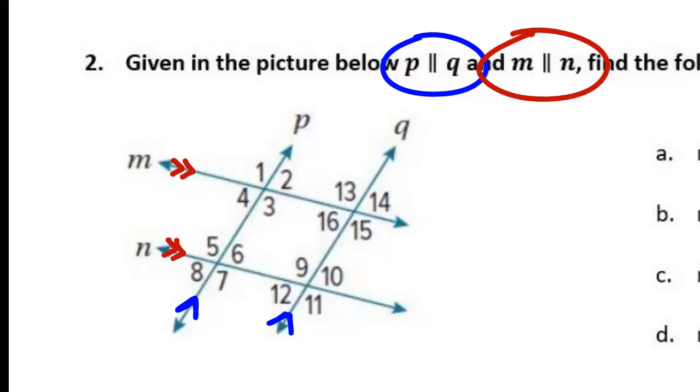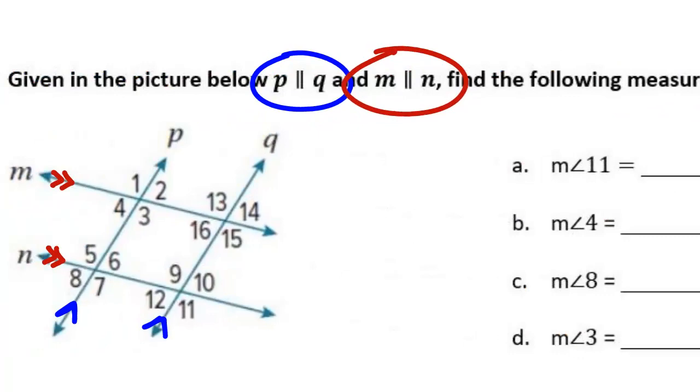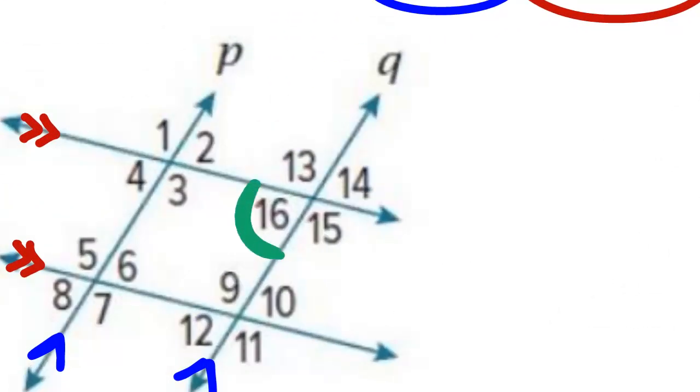So that means that as I'm looking at alternate interior angles, alternate exterior angles, corresponding angles, these will be congruent. They also told me that the measurement of angle 16 is 74 degrees. So this right here is 74 degrees. I'm going to go through and mark on the picture every other angle that would have to be congruent to that 74 degrees. Well, angle 14 is a vertical angle, so angle 14 would be 74 degrees.